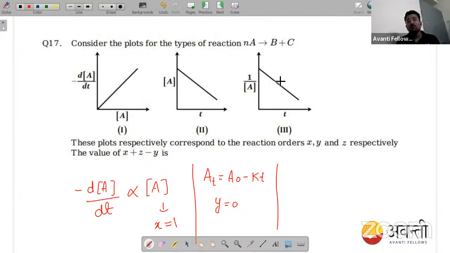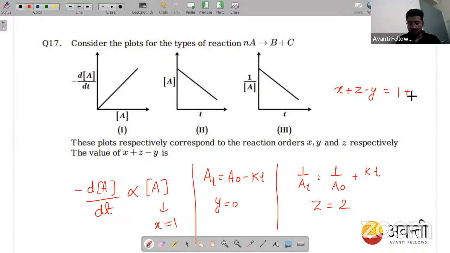Now coming to the third graph, we all know that 1 by At equals 1 by A naught plus Kt. Is that clear? So we all know that this is representing a second order graph. That means Z is equal to 2. Now what we have to calculate? We have to calculate X plus Z minus Y. Here we know that X is 1, plus Z is 2, minus Y is 0.